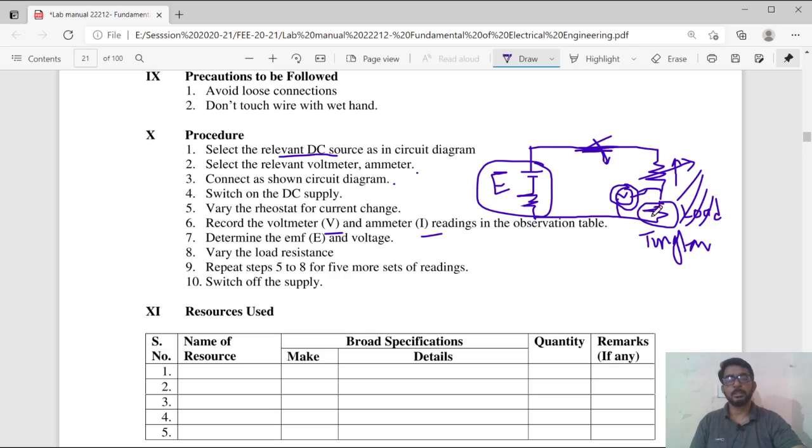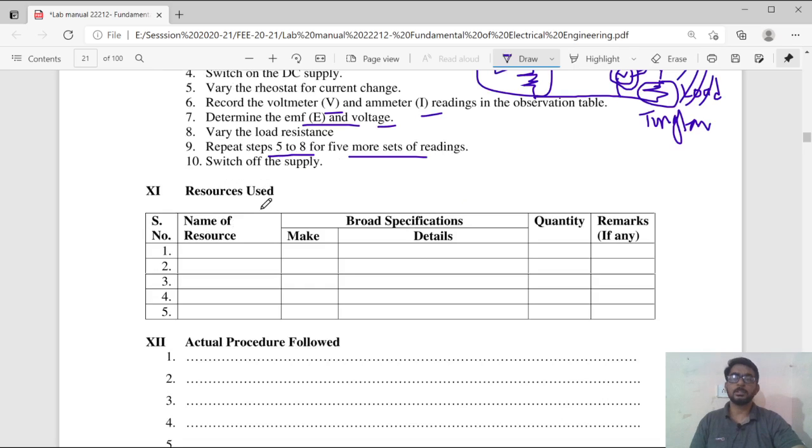Also record the initial as well as final readings. Determine the EMF of the voltage source using such a connection, and vary the load resistance. Whatever the load resistance may be, you can vary it also. Repeat steps 5 to 8 for more readings. And lastly, please remember to switch off the supply.